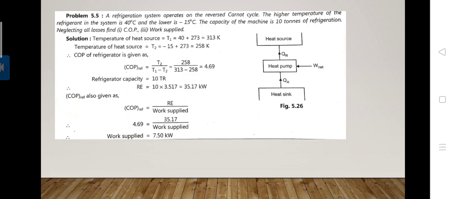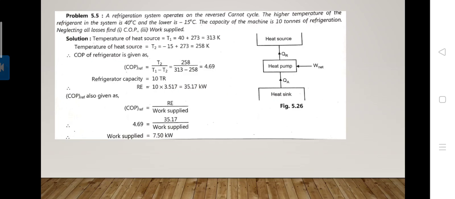We convert these values in Kelvin by adding 273 to both temperatures. So temperature of heat source T1 is equal to 40 plus 273, which is 313 Kelvin, and temperature of the sink T2 is equal to minus 15 plus 273, which is 258 Kelvin. Now we calculate COP, the coefficient of performance. For a refrigerator we use the formula T2 divided by T1 minus T2. The value of T2 is 258 and T1 is 313.